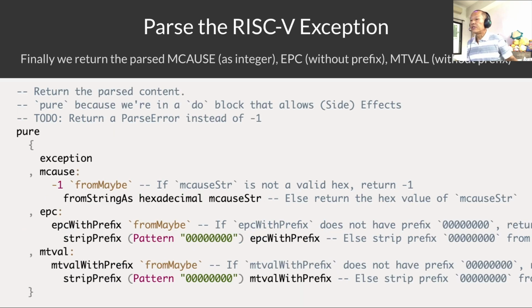Finally, we return the interesting bits of exception info: the exception cause, converted from hexadecimal to integer, the exception program counter without the 0 prefix, and the exception value without the 0 prefix. There is a complicated reason why we say that this is pure. It has to do with side effects and monads, but we won't go too deep into PureScript in this presentation, I promise.